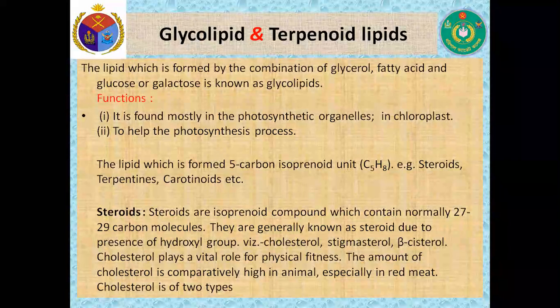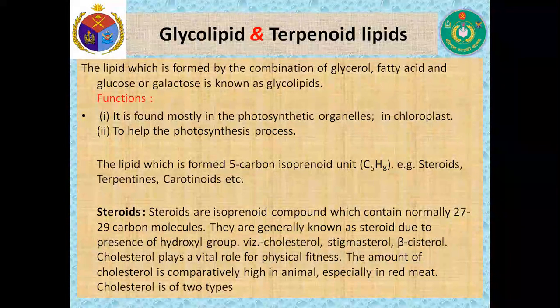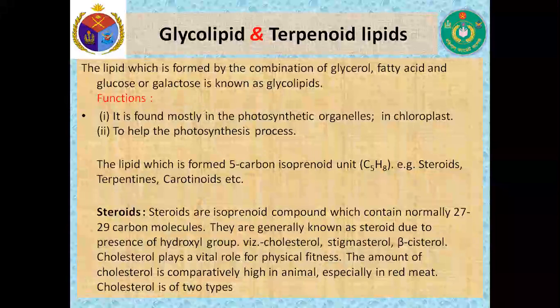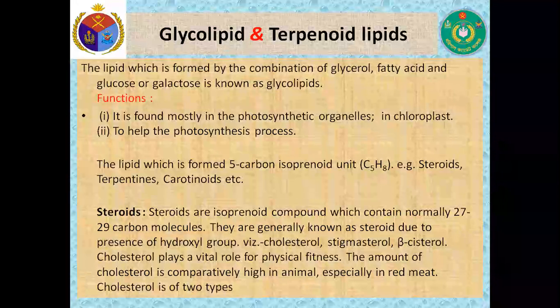Now, my dear terpenoids. The lipid which is formed of 5-carbon isoprenoid units like steroids, terpenes, carotenoids, etc. is called terpenoid lipid.